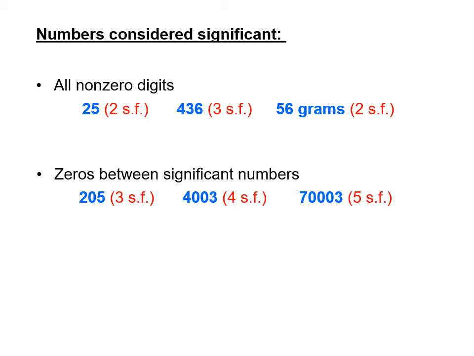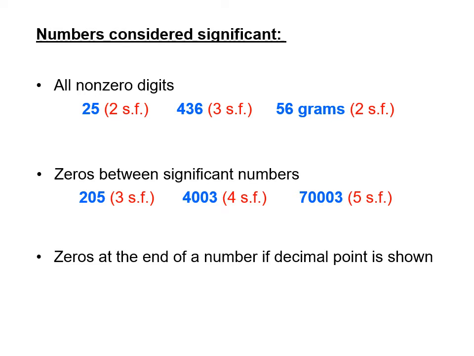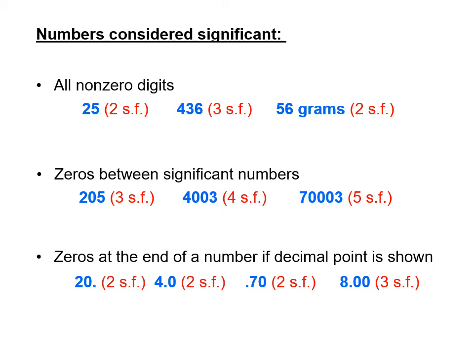The next rule for numbers that are considered significant are zeros at the end of a number. Now, at the end of a number, if a decimal point is shown, and only if a decimal point is shown, those zeros are considered significant. It doesn't matter where that decimal point is in the number. It could be before the zero, it could be after the zero, it could be at the very beginning of the number. As long as there is a decimal point in the number, the zeros at the end of the number are considered significant.